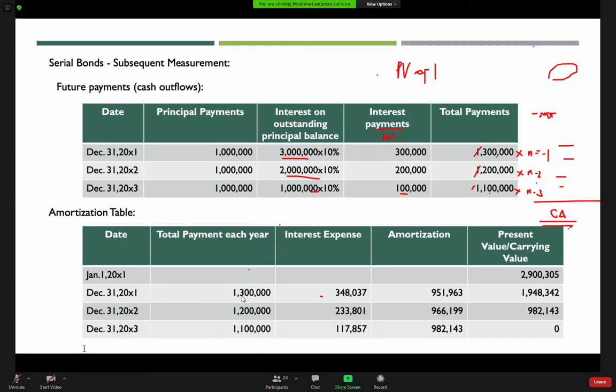For subsequent measurement. So, sa subsequent measurement, of course, we are going to record the interest paid and then the principal that was paid, okay, during the interest payment period. So, dahil given yung ating carrying amount, we have here on January an initial recognition, yung given na carrying value or price ng bonds. So, i-multiply natin ito sa effective interest rate to get the interest expense. Diba?